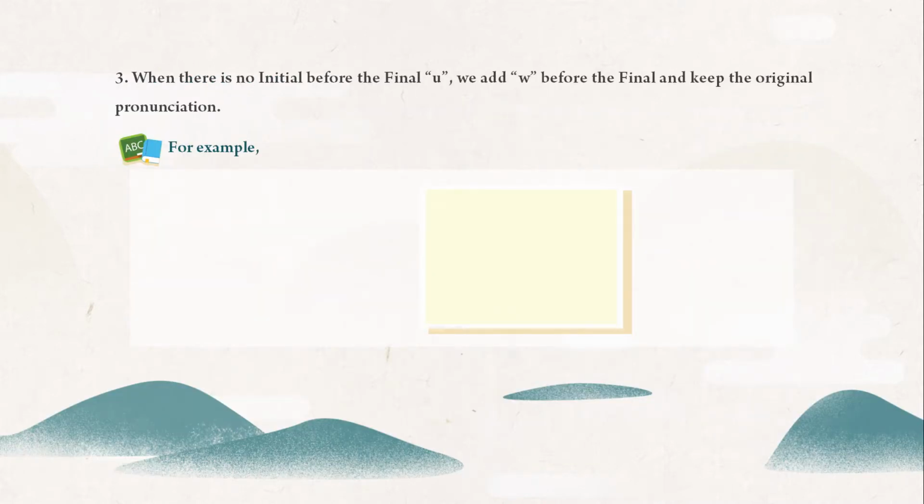Rule 3. When there is no initial before the final u, we add w before the final and keep the original pronunciation. For example, when final u is a syllable by itself, which means there's no initial before it, we should directly add letter w before it. We got a pinyin wu, but still pronounced as u, such as word wu.